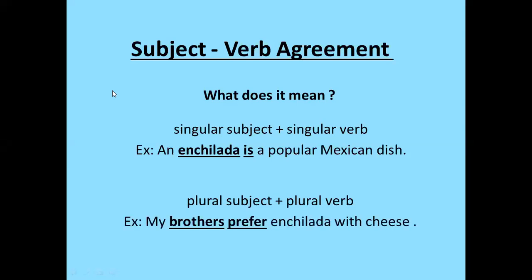An example: my brothers prefer enchilada with cheese. My brothers, plural. So this is why we use the infinitive form of the verb. You know, in the simple present tense, if the subject is plural, we use the infinitive form of the verb. But if the subject is singular, we use verb plus s.